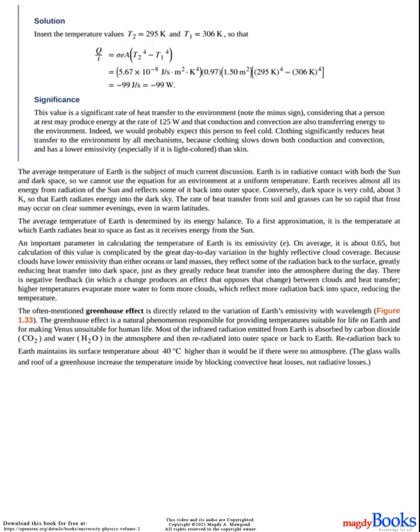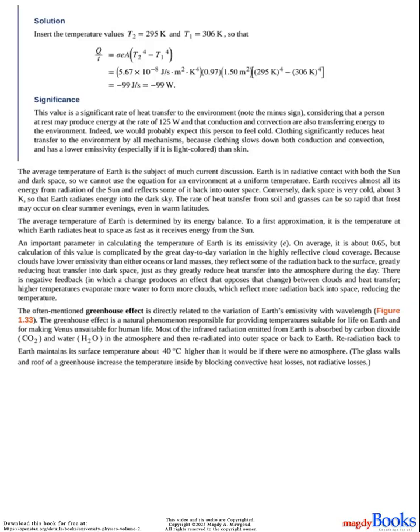Because clouds have lower emissivity than either oceans or land masses, they reflect some of the radiation back to the surface, greatly reducing heat transfer into dark space, just as they greatly reduce heat transfer into the atmosphere during the day. There is negative feedback, in which a change produces an effect that opposes that change, between clouds and heat transfer. Higher temperatures evaporate more water to form more clouds, which reflect more radiation back into space, reducing the temperature.